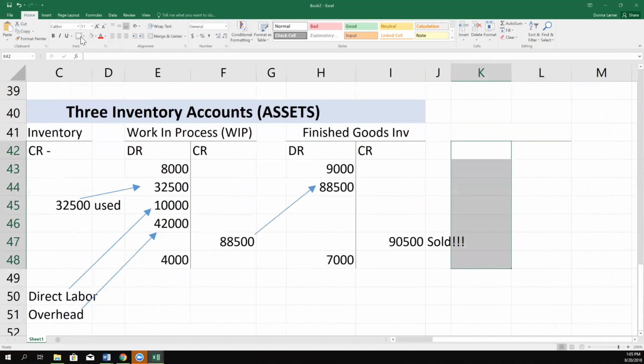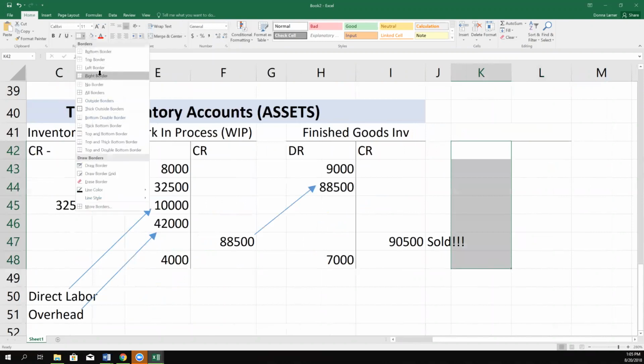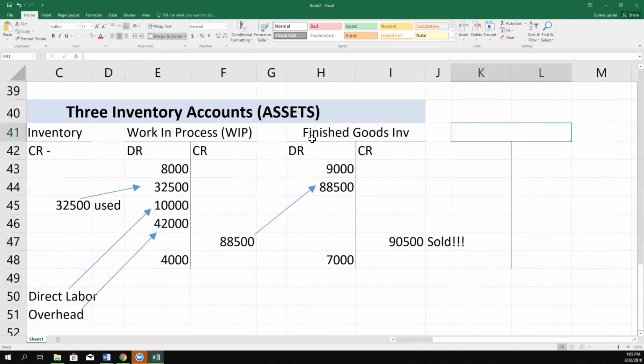And maybe you're even kind of thinking ahead with me. What would this be? It's not an inventory account. It's not one of the 3 inventory accounts we've done. This is cost of goods sold. It's an actual account. You probably saw it when you were learning about merchandising businesses. It's an expense, the largest expense a company usually has.